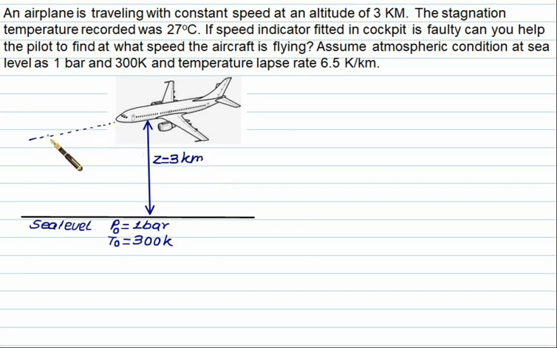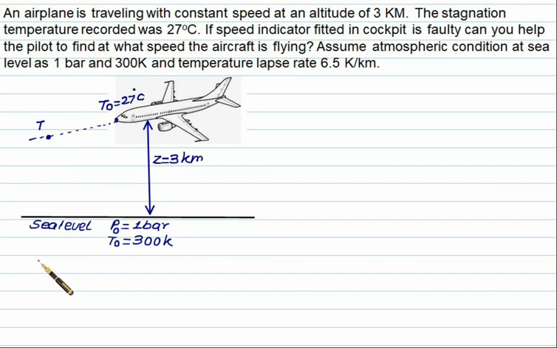At this point here, we want to calculate the temperature. That will be the static temperature, and here it will measure the stagnation temperature equal to T0. And it says that the stagnation temperature is equal to 27 degrees Celsius, which you have to convert into Kelvin. Now if we are able to calculate this static temperature using the temperature lapse rate, then we have a relation between T0 and T.